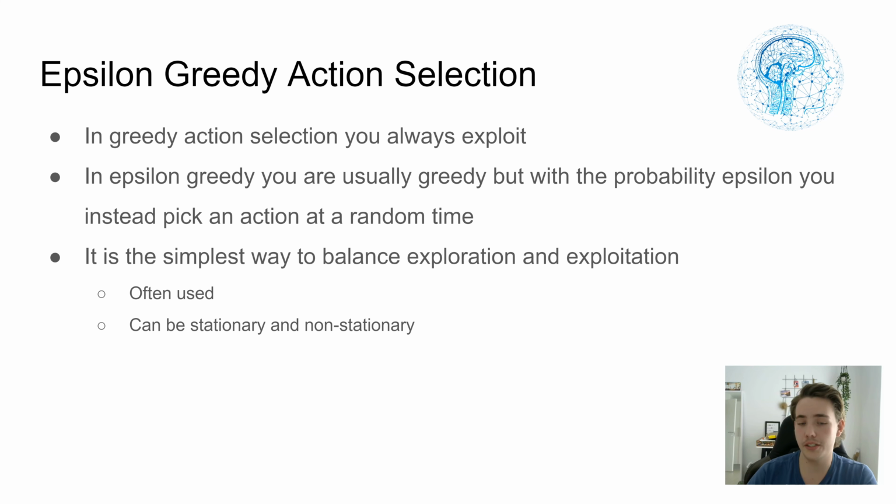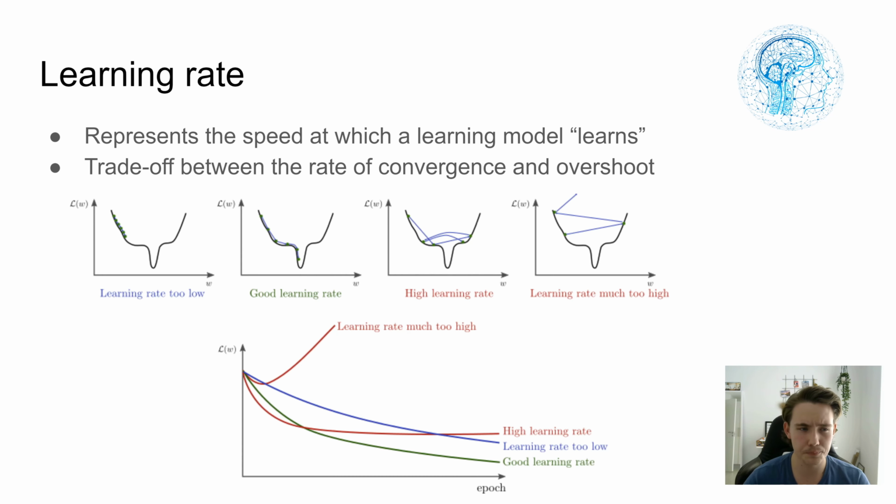It's probably the simplest way to balance the exploration and exploitation trade-off, and it's often used this way, where we just have some epsilon value that balances exploration and exploitation, and it can be used for both stationary and non-stationary problems, which we're going to talk about as well.